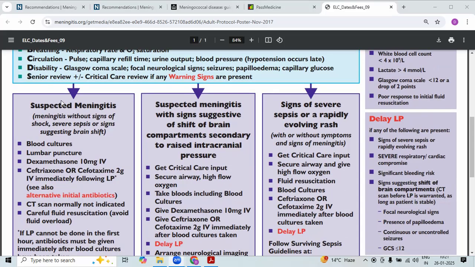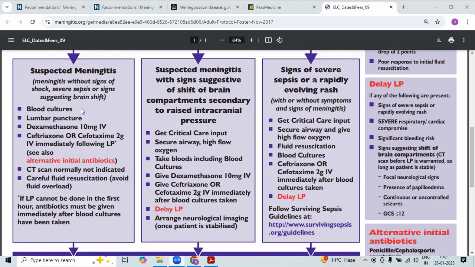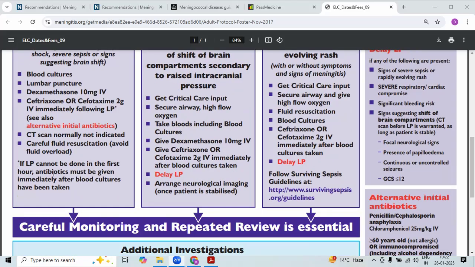So if the patient has suspected meningitis, that is just meningitis without any signs of shock or severe sepsis or any shift of brain, in that case, you will draw blood cultures, you will perform lumbar puncture, then you will start with dexamethasone 10 mg IV. You will give either ceftriaxone or cefotaxime IV immediately following the LP. CT scan is normally not indicated. You need to do careful fluid resuscitation and avoid fluid overload. If the lumbar puncture cannot be done in the first hour, the antibiotics must be given immediately after blood cultures have been drawn.